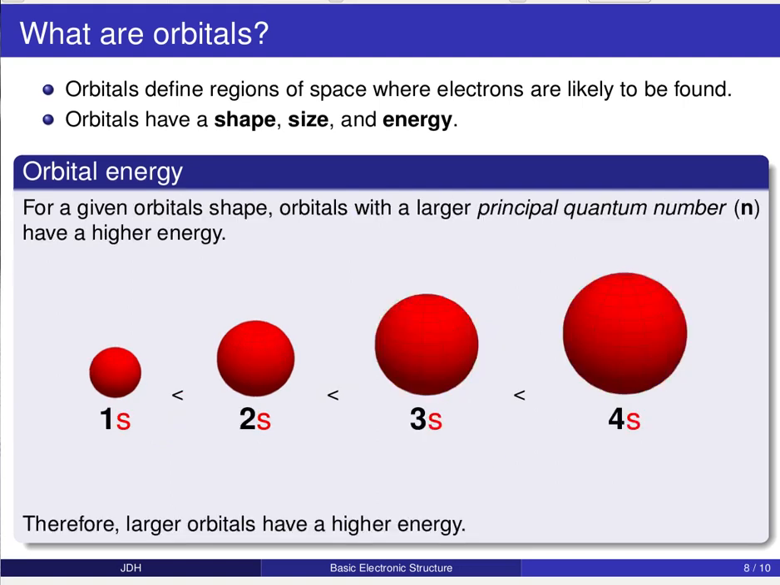Now there's another trend as well. What happens if we are looking at a succession of progressively larger orbitals of a fixed shape? If we go back to our s orbital example, 1s, 2s, 3s, it turns out that energy increases with the principal quantum number. So higher n has a higher energy. Higher n results in larger orbitals with a higher energy.